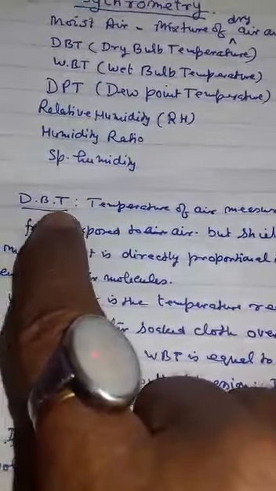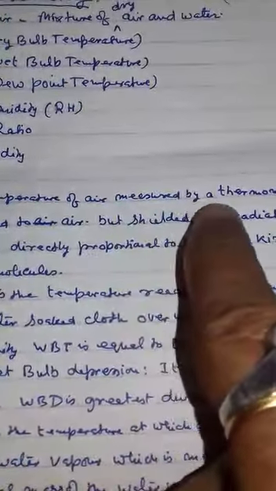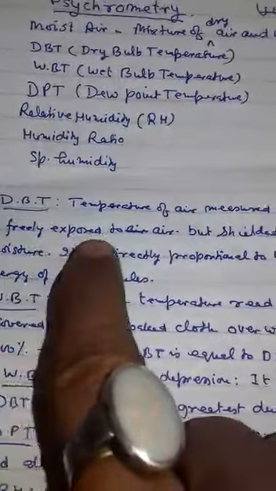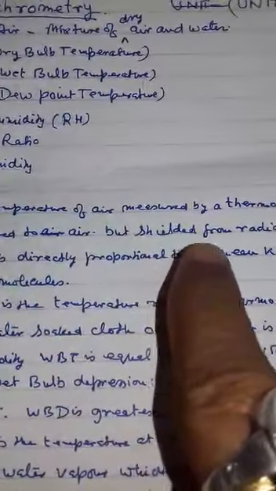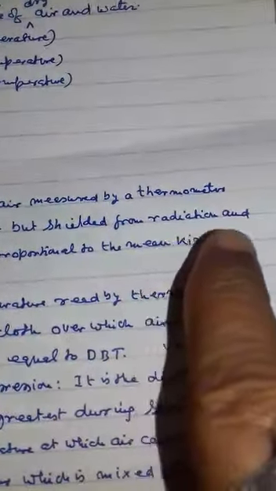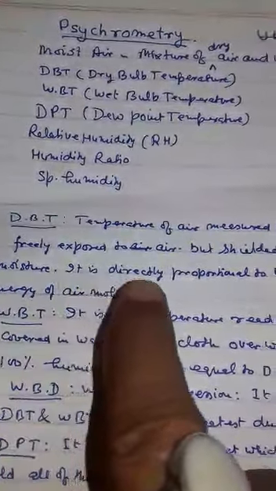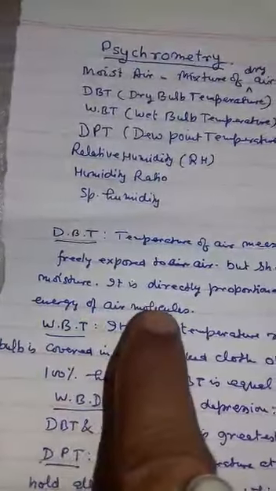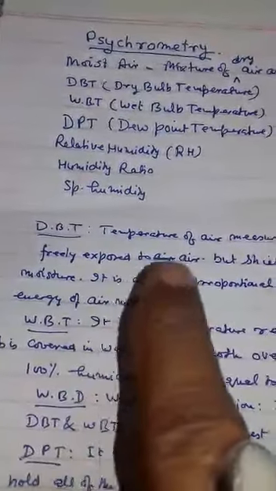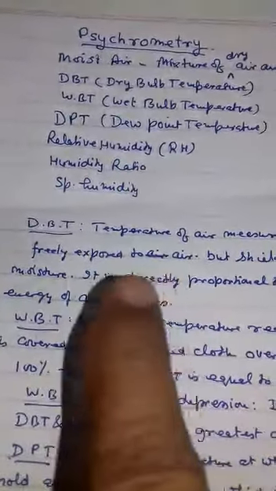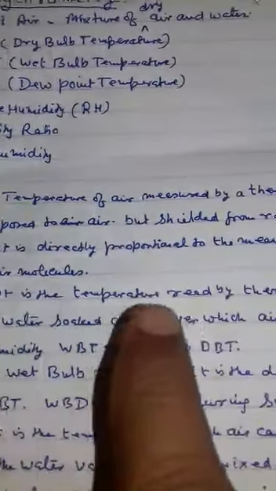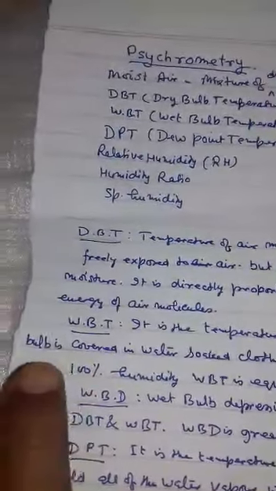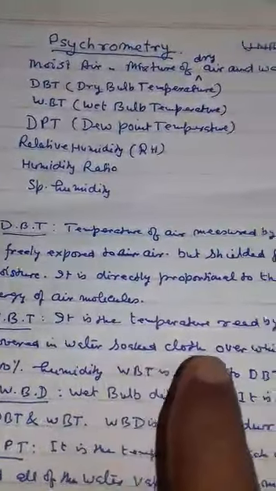Then DBT, I have tried to explain, that is the temperature of the air measured by a thermometer freely exposed to air but shielded from radiation and moisture. It is directly proportional to the mean kinetic energy of the air molecules. So dry bulb temperature is the temperature you get if you put the thermometer in the air. Wet bulb temperature is the temperature read by the thermometer when the bulb is covered in a water-soaked cloth over which air is passed.